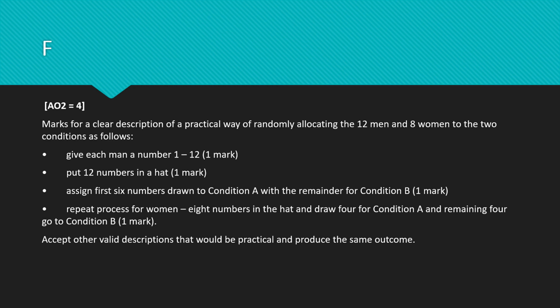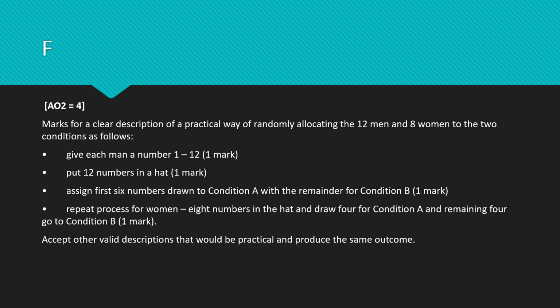And then you'd have to explain the same process for women. Give all 8 women a number, put the names into the hat, the first 4 go into condition A, the second 4 go into condition B. So it's sort of like 2 marks for talking about the males, 2 marks for talking about the females. You could just say put everyone's name into the hat and the first 6 males picked out go into A, the last 6 go into B.